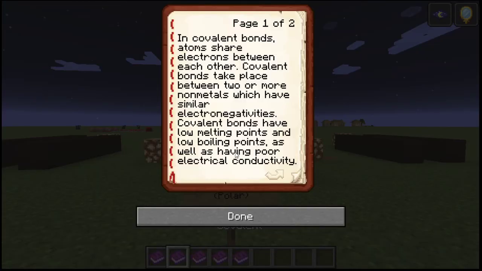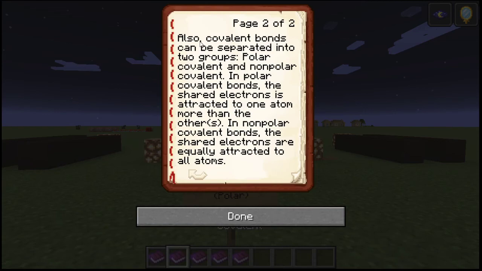In covalent bonds, atoms share electrons between each other. Covalent bonds take place between two or more nonmetals which have similar electronegativities. Covalent bonds have low melting points and low boiling points, as well as poor electrical conductivity. Also, covalent bonds can be separated into two groups, polar covalent and non-polar covalent.